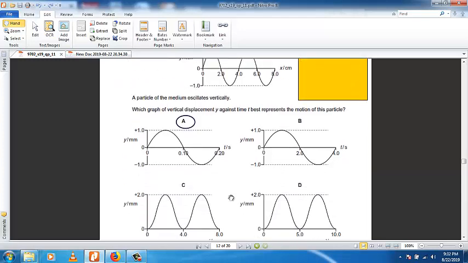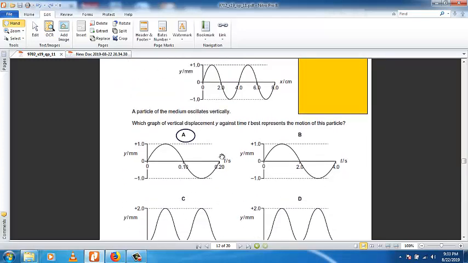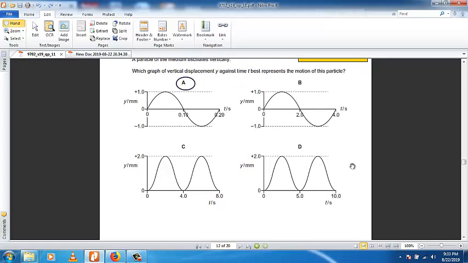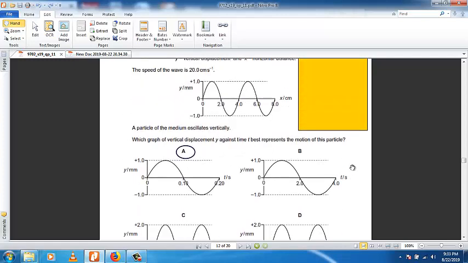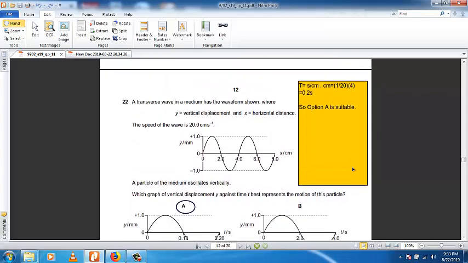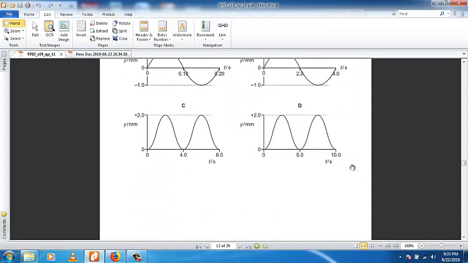So for options A and B, A is 0.2 seconds, so it's the correct answer. B is 4 seconds, it's not the answer. C and D are simply not in consideration. So option A is suitable.